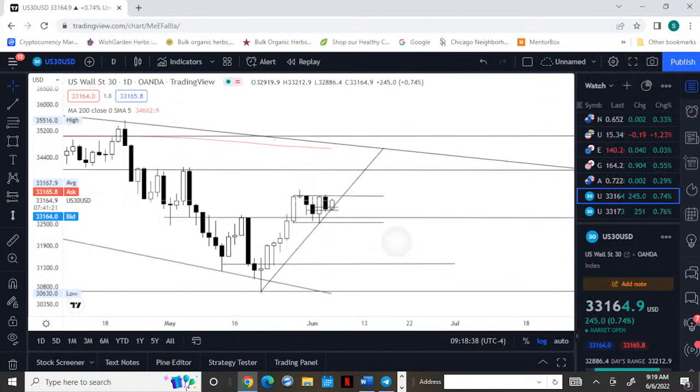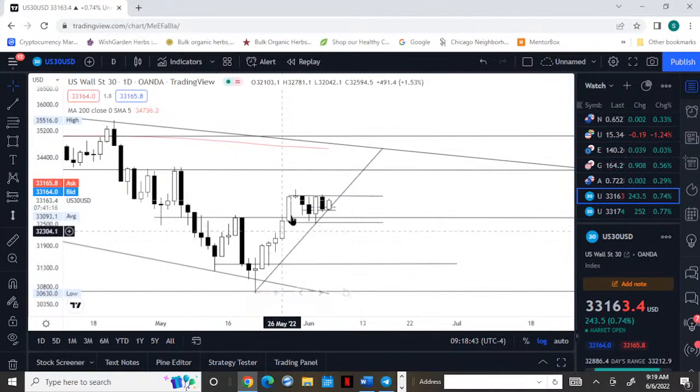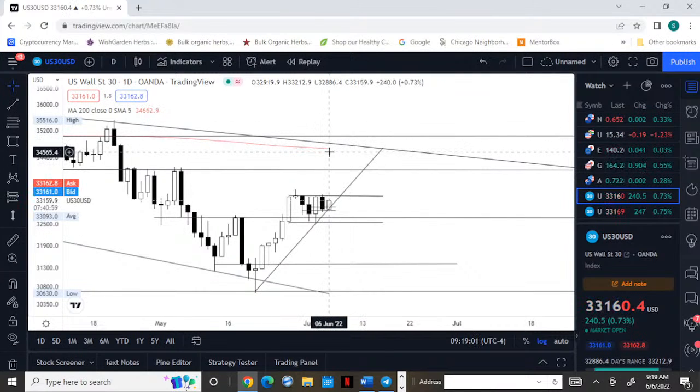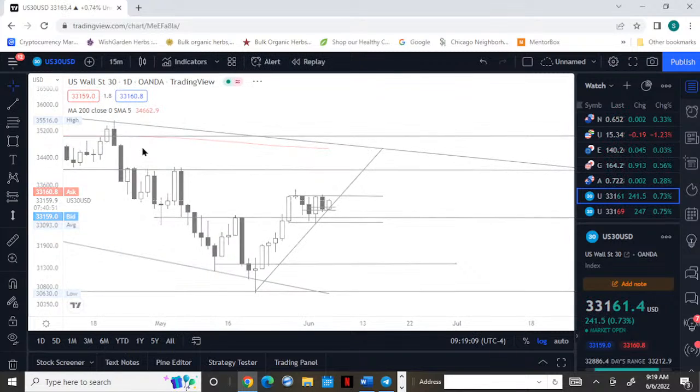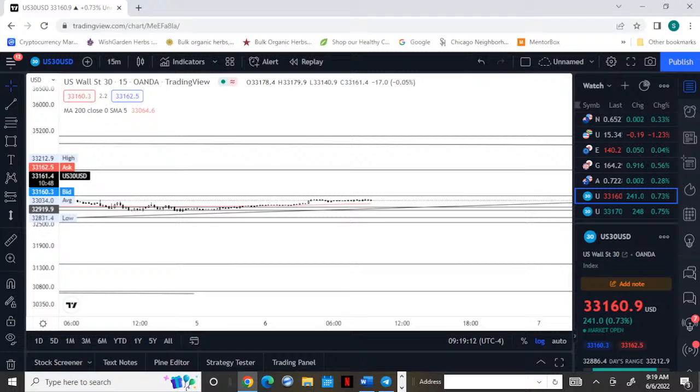price did come back and test this daily trend line right here. So it bought and came and tested it perfectly. And now it looks like we're in consolidation on the daily. So if we can get a break and retest of this on the daily, that'd be a nice hold to the 200 MA. But for US 30, I like to wait for entry on the lower time frames.